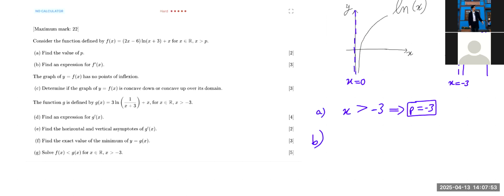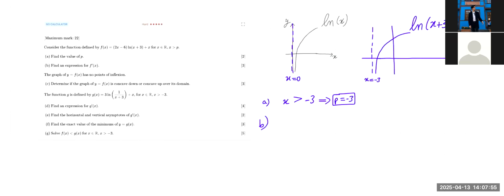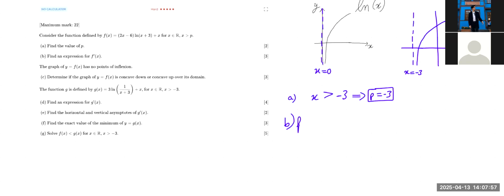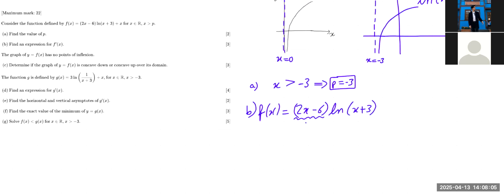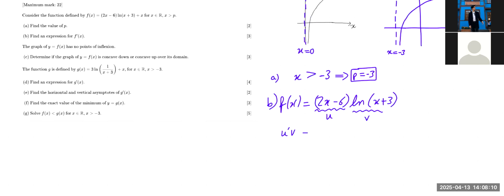This is not that tough. It's just basic product rule. So our function, let's write it down, 2x minus 6 times natural log of x plus 3. For example, we can call this u and we can call this guy v, which means we have u prime v plus v prime u. That's the derivative. So what is u prime going to be?